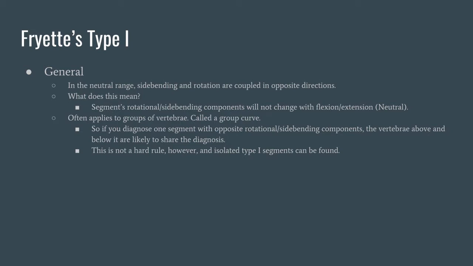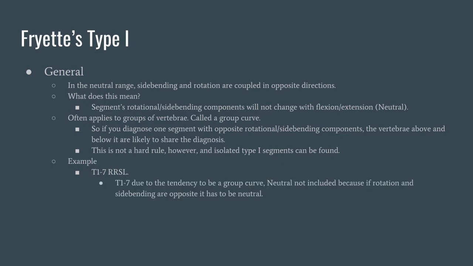This is not a hard rule, and you can find isolated type 1 segments. Example: T1 to 7, rotated right, side bent left. For T1 to 7, due to the tendency to be a group curve, neutral is not included because if rotation and side bending are opposite, it has to be neutral. Remember, first law: side bending and rotation occur in opposite directions.